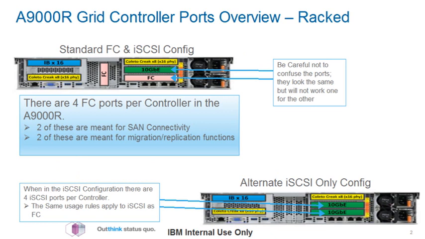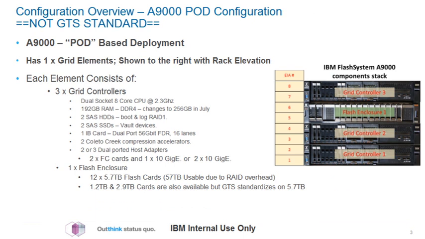On the next slide, slide 4, is the A9000 pod configuration. This is not currently the GTS standard. There's a potential that may change later in the year as the configuration hardware is slightly updated. This is basically 1 grid element, and you can see it on the slide with the rack elevation beside it. It takes 8U, or 8 rack units, in total, so there's no switch here. It's just 3 grid controllers and 1 flash enclosure.